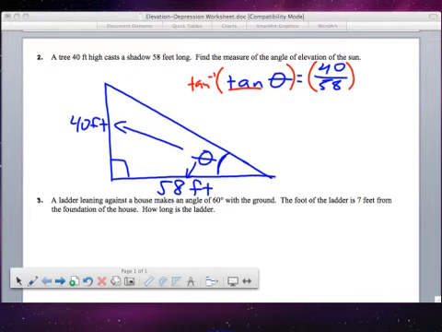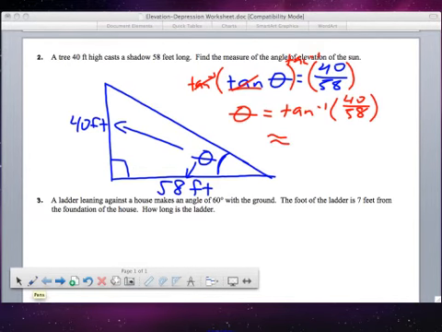Cancel, cancel. So theta equals inverse tangent of 40 over 58. And again, at that point, the calculator becomes your best friend because all you do is hit tan^-1, parentheses, 40 divided by 58, parentheses, hit enter, and you get roughly 34.6 degrees. Okay, know what you're solving for. We're solving for an angle, so my units are degrees.